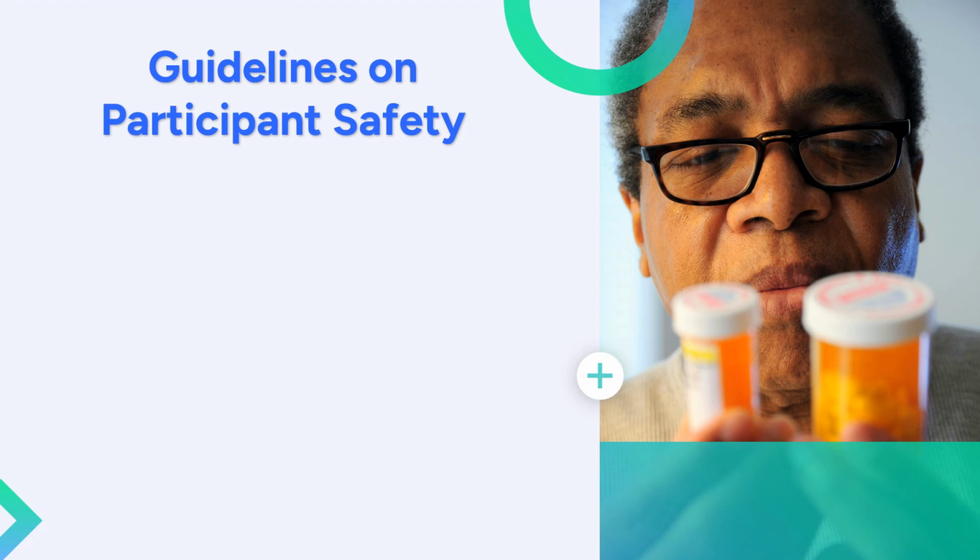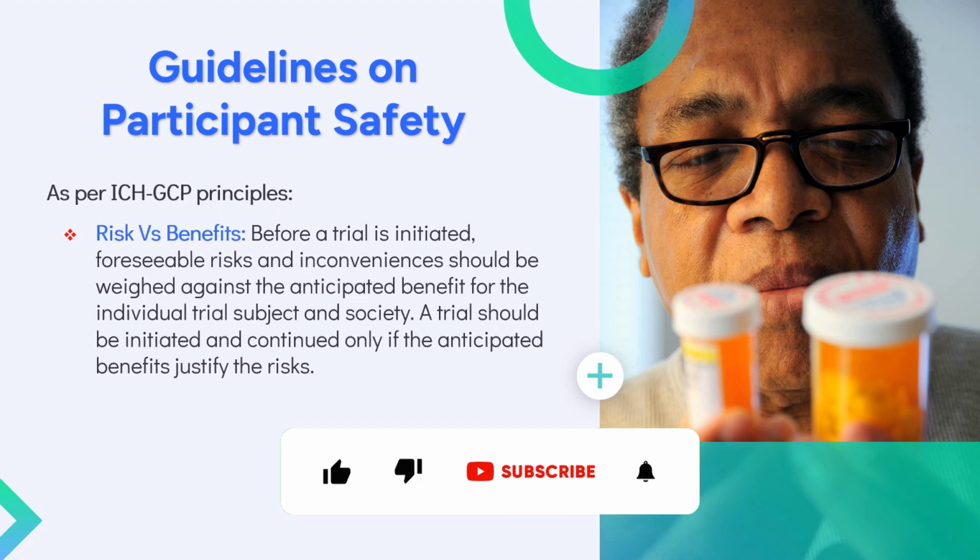So first and foremost, when it comes to participation in a clinical trial, everyone looks at safety. So whether there are any laws which ensure subject safety. There are certainly guidelines, and as per ICH GCP, we have a fundamental principle which includes risk versus benefit. It clearly states that before a trial is initiated, all foreseeable risks and inconveniences should be weighed against the anticipated benefits, in the interest of the trial subject and society. The trial should only be initiated if the benefit justifies the risk.